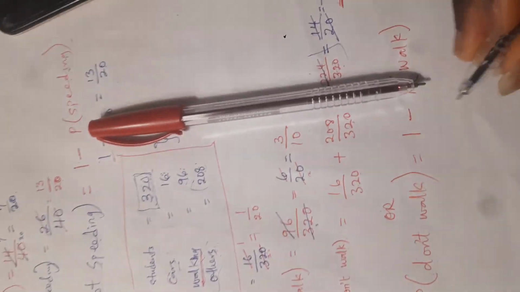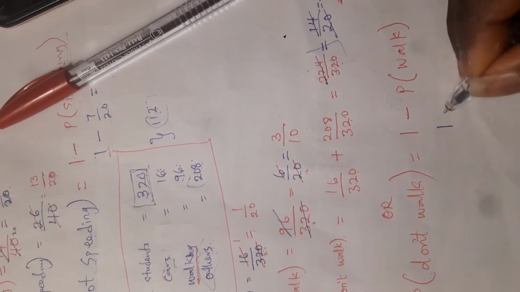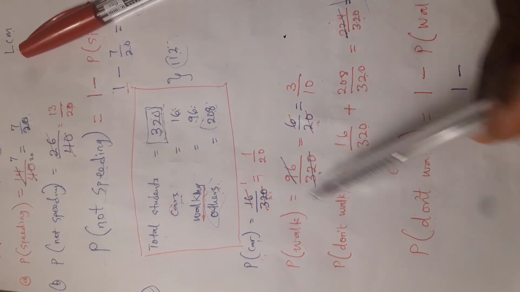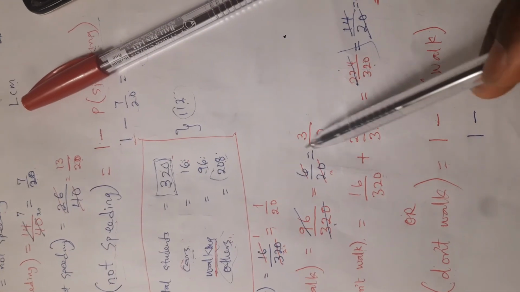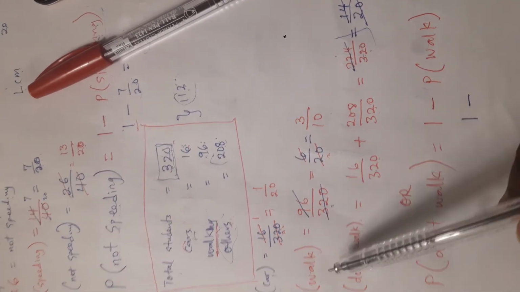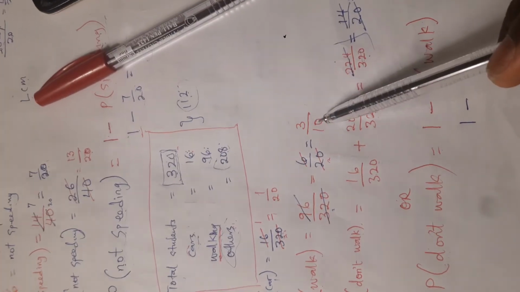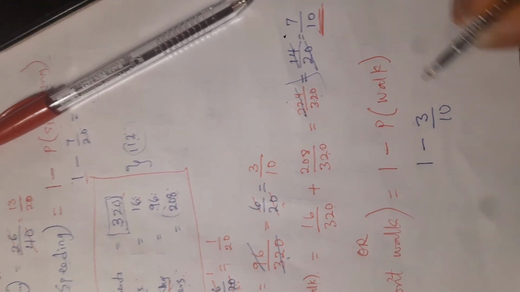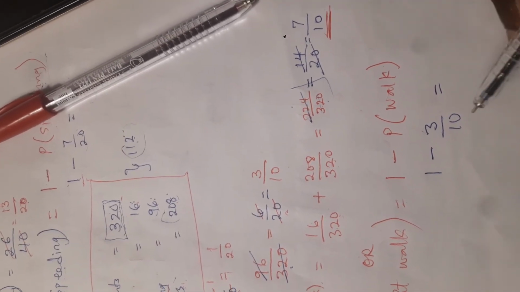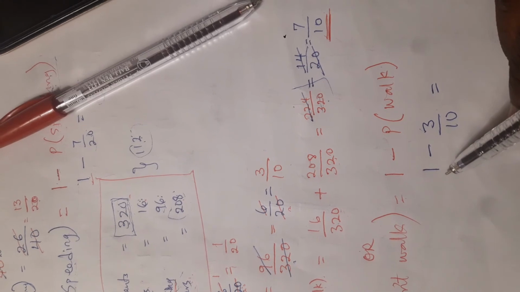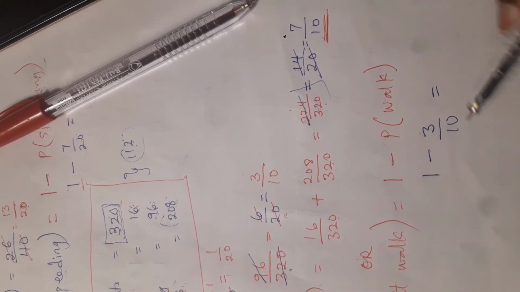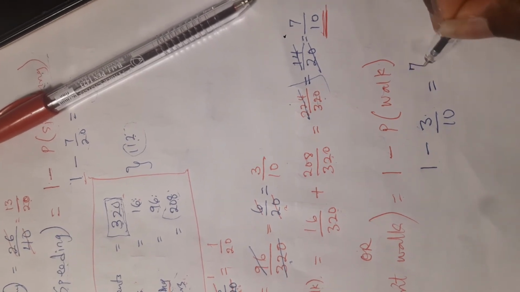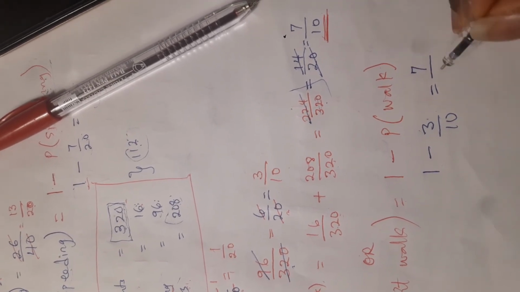So I'm gonna have 1 minus, now what is the probability that they walk to school? Where's your answer? Walk to school is 3 over 10. So I have 3 over 10. Now this is very simple. I told you before, if you do this according to LCM, it's a long journey. Now just say 10 minus 3 is what? I have 7. 7 all over your denominator, 10.